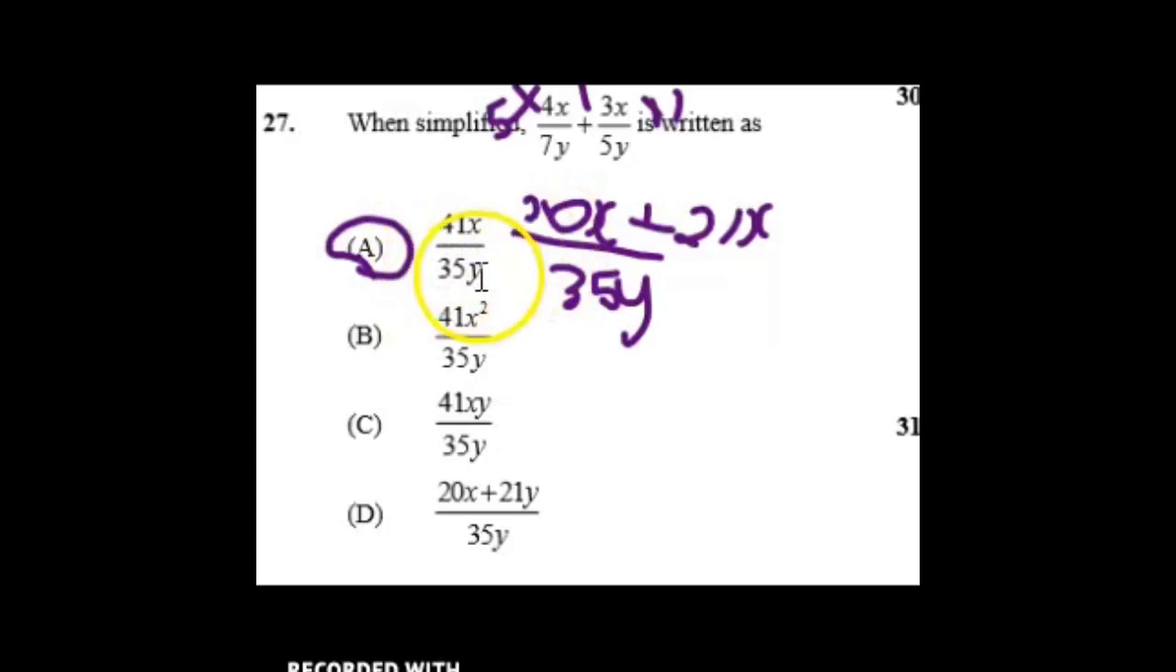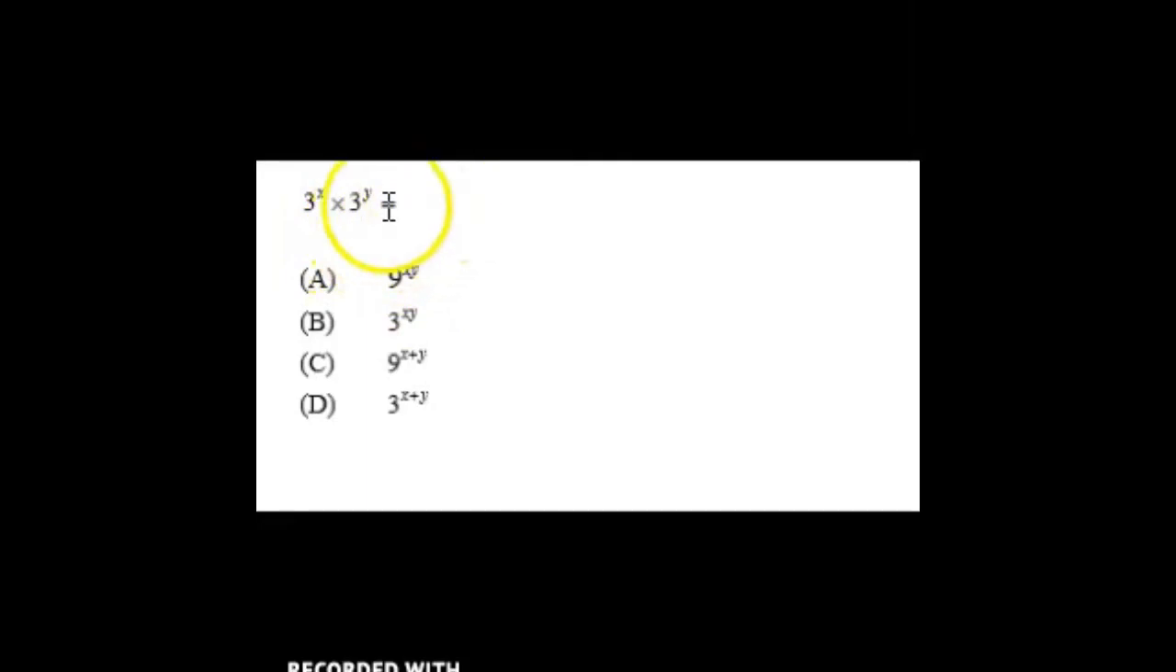41x over 35y. It is not x squared because we're not multiplying, and remember that when we're adding or subtracting, we just use the variable that we're working with. We don't go ahead and multiply the variables. So that is why the answer is 41x over 35y. This should be a pretty easy question. Here we have 3 to the x power times 3 to the y power. So here we have 3 times 3. This would be 9, and it would be raised to the xy power.